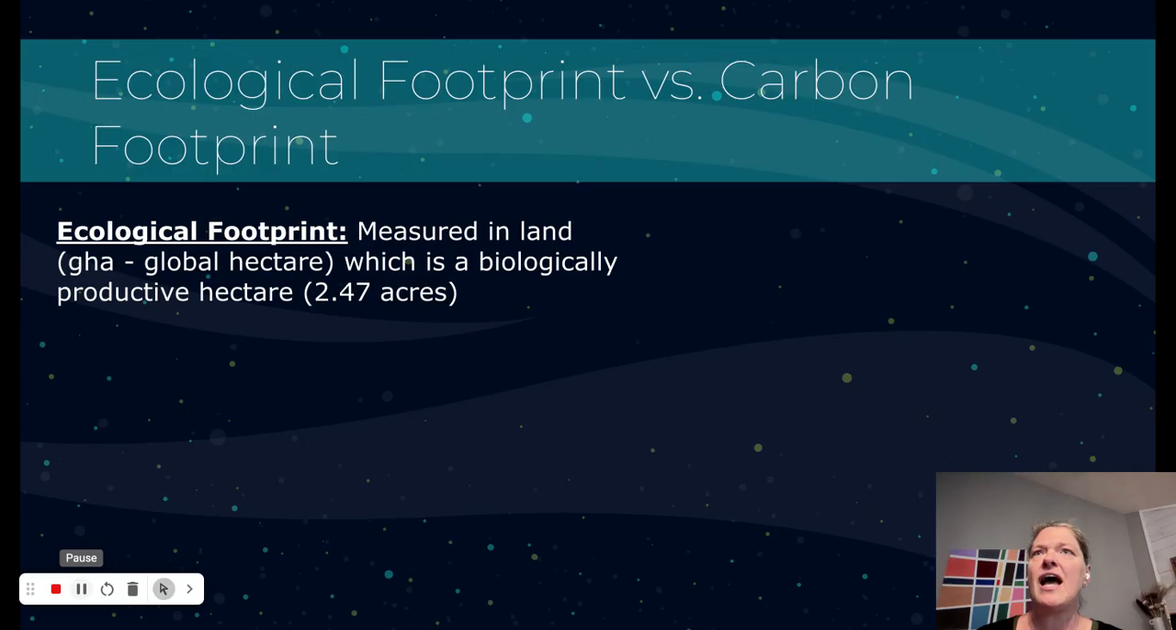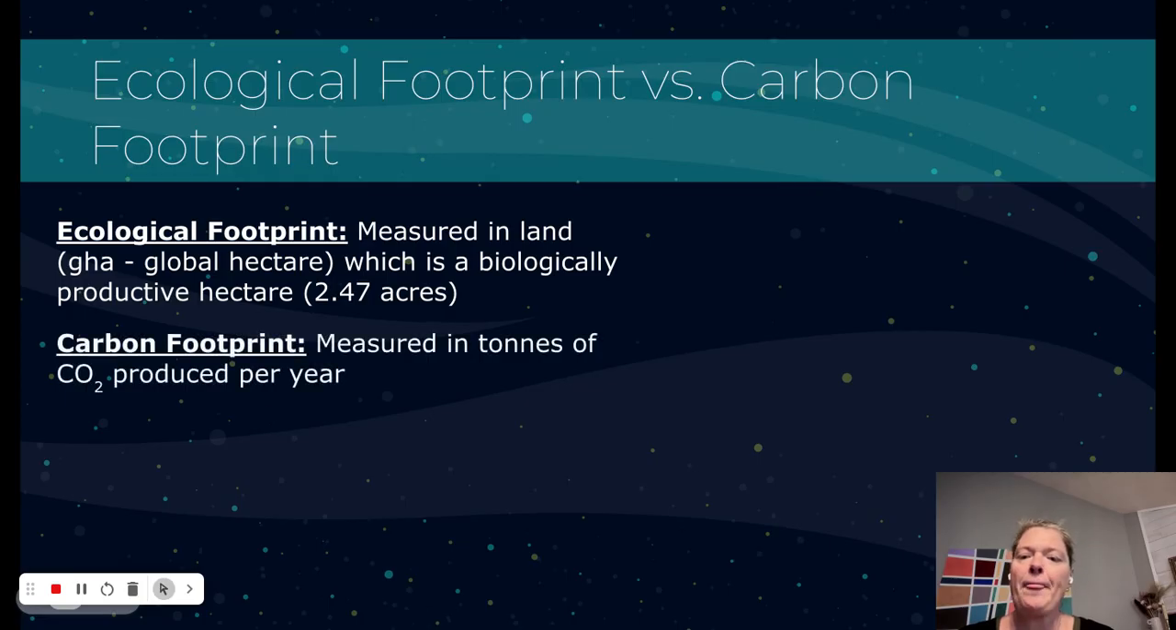You can think of it as like a football field. A football field is about 1 1/3 acres, and so it's almost like two football fields is a hectare. Okay, so measured in land, it is this biologically productive hectare, which is approximately two football fields, just to kind of put it in perspective for you. And so that's how we measure an ecological footprint.